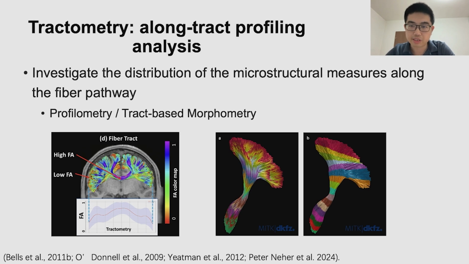Then, instead of using a scalar value to summarize the entire fiber bundle, many methods perform an along-tract analysis to investigate the distribution of microstructure measures along the fiber pathway. This is usually called tractometry or tract-based morphometry. An along-tract analysis enables the study of local regions along the fiber tract.